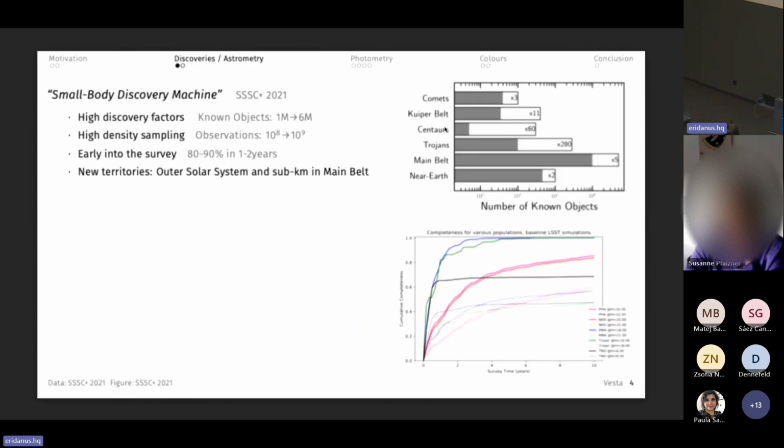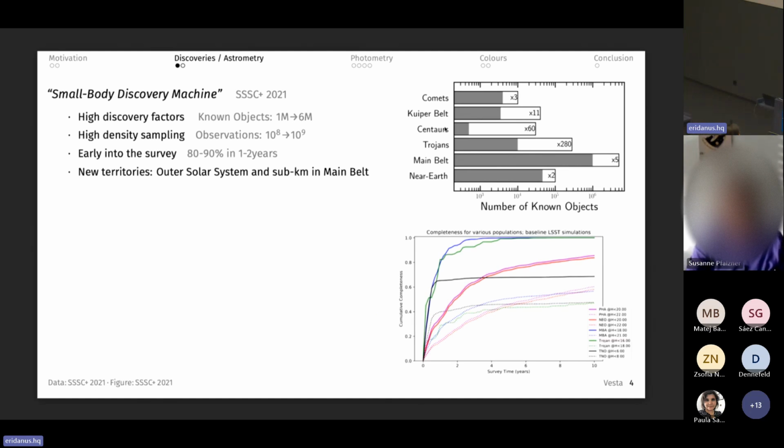So the Solar System Science Collaboration of LSST calls LSST a small body discovery machine, and they have every right to do so. We're expecting the number of known objects to jump from 1 million to 6 million. Here I'm showing a histogram of different minor body populations, before LSST in gray and then after in white, and the discovery factors. And we see that especially for the outer solar system, we have very big factors in terms of new objects that we will see.